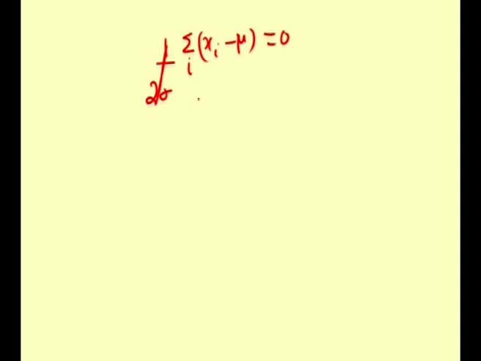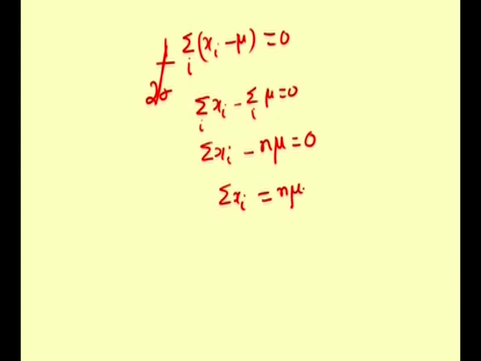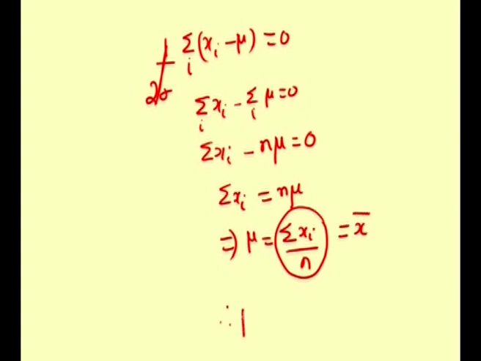Now take summation inside. When you take summation inside, this will become summation over i xi, minus summation over i mu, equal to 0. The summation of mu adds up to n times, so summation xi equals n mu. So this will imply mu is equal to summation xi divided by n. You are very much familiar that summation xi over n is nothing but x bar. Therefore we are getting mu is equal to x bar.